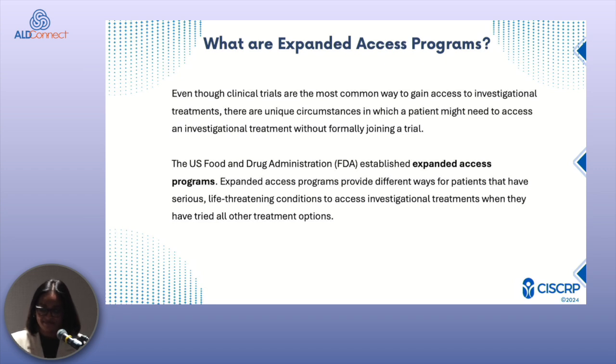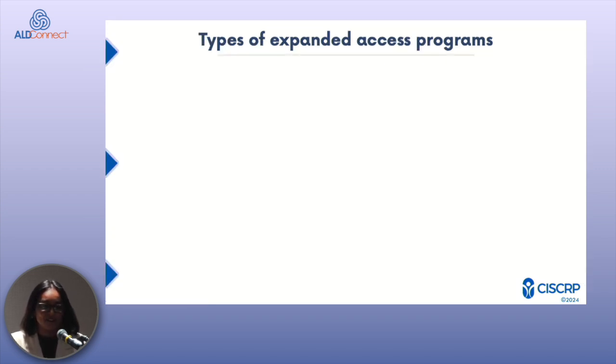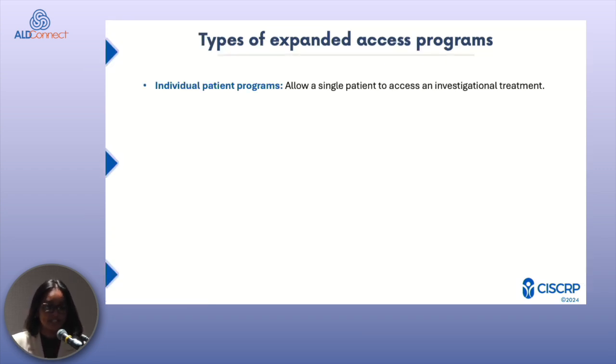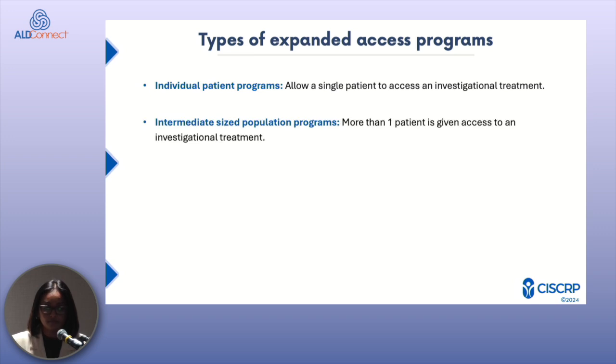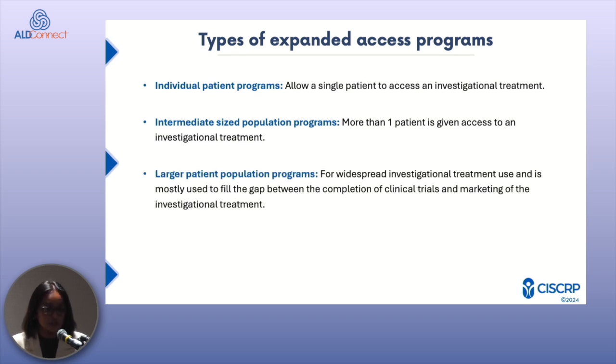Okay, great. So there are 3 different types. The first is individual patient programs, which allow a single patient to access an investigational treatment. There's intermediate-sized population programs, which means that more than one patient is given access to the treatment. And then there's larger patient population programs, which is for widespread usage of the investigational treatment, but this is mostly used to fill the gap between a completion of a trial and the marketing of the treatment to the public.